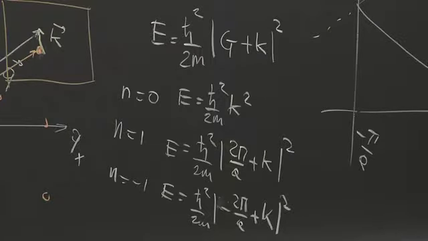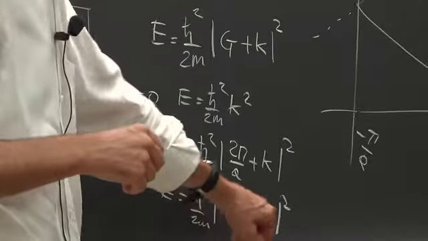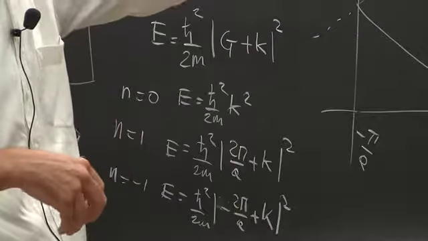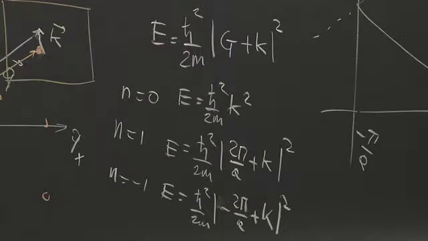n equals to minus 2, (minus 4 pi over a plus k) squared, parabola centered at 4 pi over a, shoots up. Doesn't show up in this plot here.